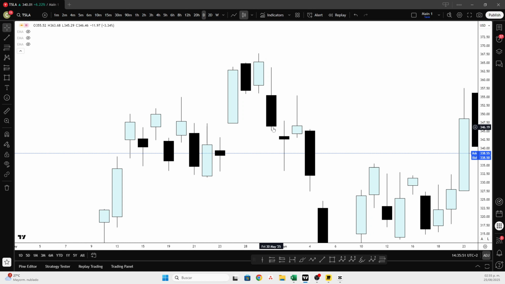Why? Because this is a bearish candle, meaning that it starts here and it ends here. Since it's bearish, it goes down. So it has to start here and it will end here, with the highest point of the candle being all the way here and the lowest being here.